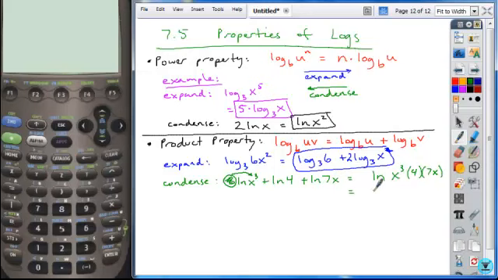And so all we need to do here is simplify what we have. So 4 times 7 is 28. x cubed times x is x to the 4th. And so that would be our condensed form.